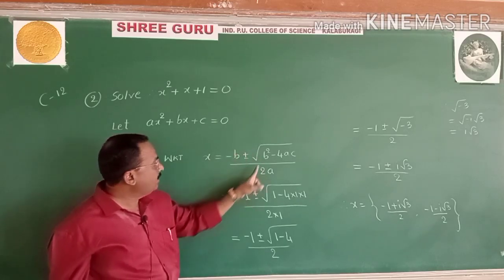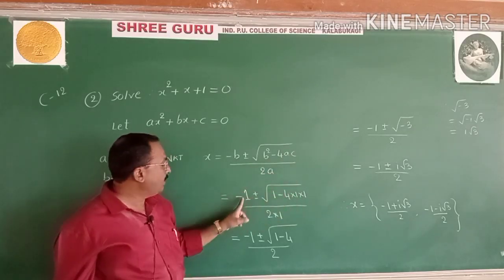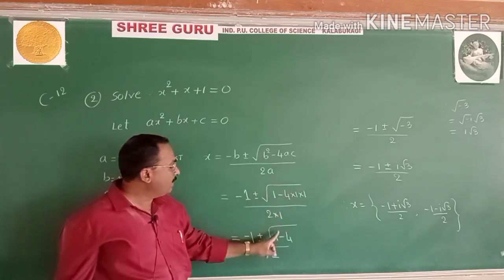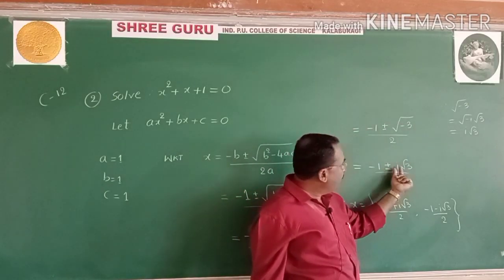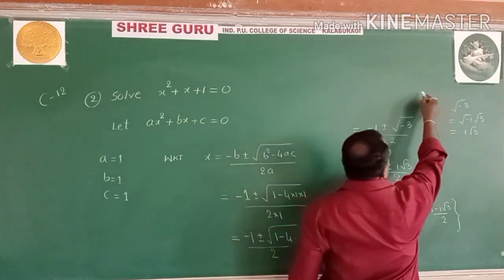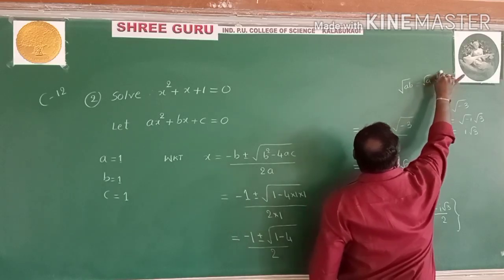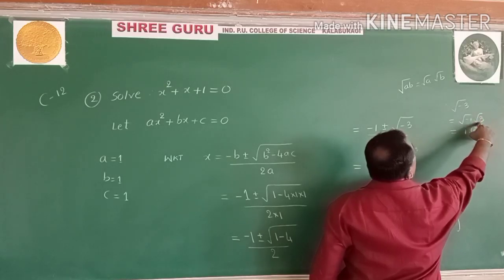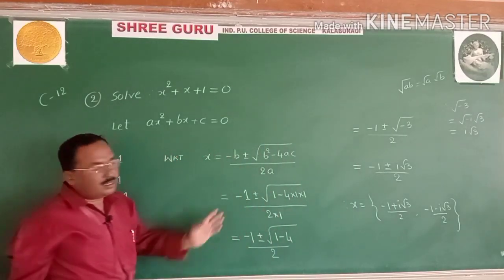Substitute the a value, b value, c value. b is 1, a is 1, c is 1. Minus 1 plus or minus square root of 1 minus 4. 1 minus 4 is what? Minus 3. If you take the negative outside, negative becomes I. Do you know the formula that root AB can be expressed as root A, root B? Yes, root of minus 1, root of 3 can be expressed as root A, root B. Clear? And the solution.